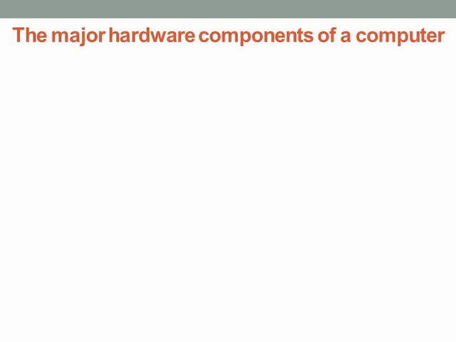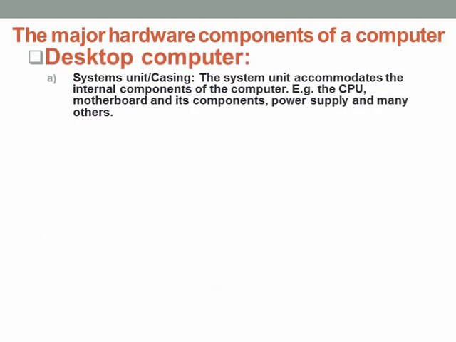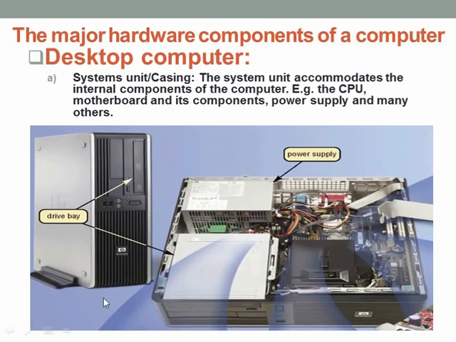Let's look at it starting from the first type of the computer, which is the desktop computer. One of the major components of the desktop computer is the systems unit. It's this big casing here that many of you call the CPU, which is actually not the CPU. It is the systems unit, or you can call it the casing or the systems casing. The CPU is something very small, which we shall see. It is inside the systems unit.